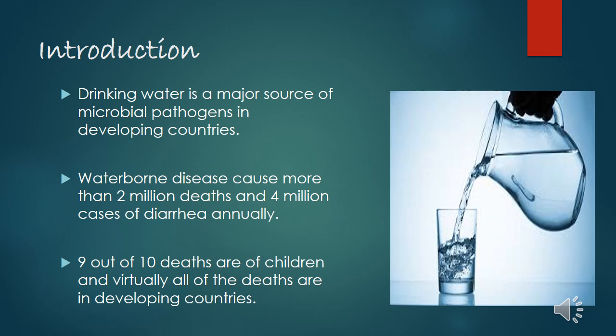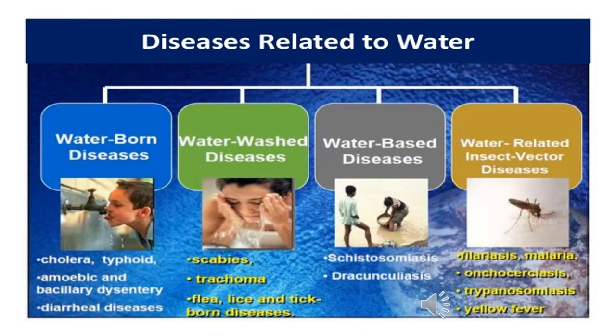Okay, and waterborne diseases cause more than 2 million deaths and 4 million cases of diarrhea annually, and out of 10, 9 deaths are of children, and virtually all the deaths are in developing countries. Water related diseases are of four kinds: waterborne diseases, water washed diseases, water based diseases, and water related insect vector diseases. Okay. Now, today we will talk about waterborne diseases.